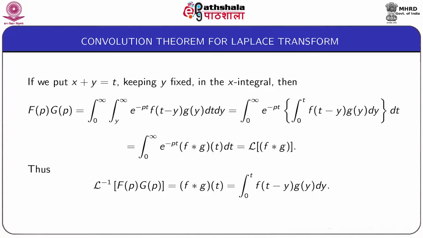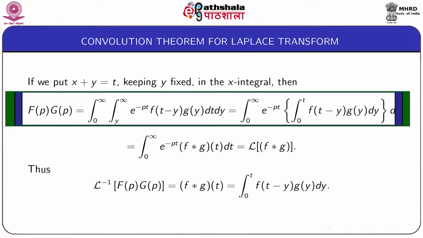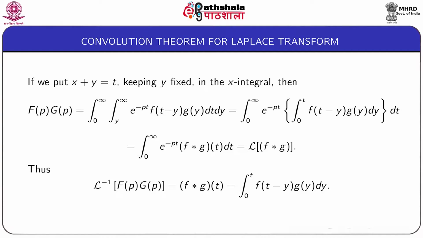Now we substitute x plus y equal to t in this integral. Keeping y fixed in the x integral, if we make this substitution, then we have capital F(p) into G(p) equal to the integral from 0 to infinity, integral from y to infinity, of e to the power minus pt f(t minus y) g(y) dt dy.